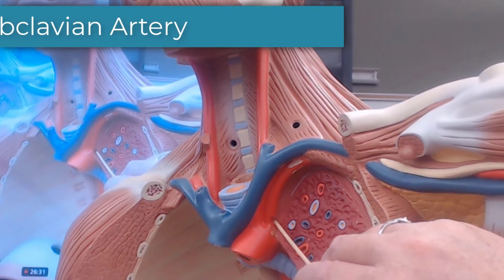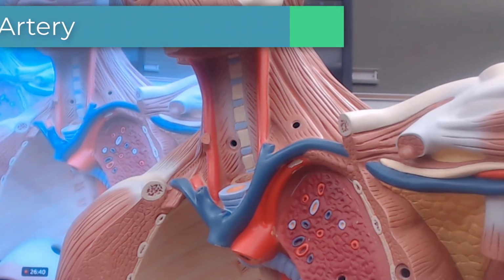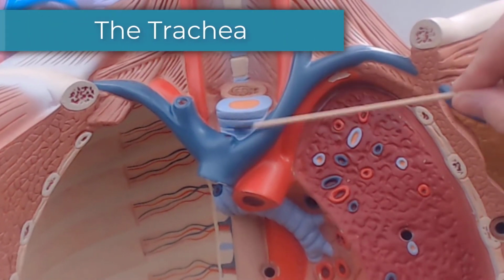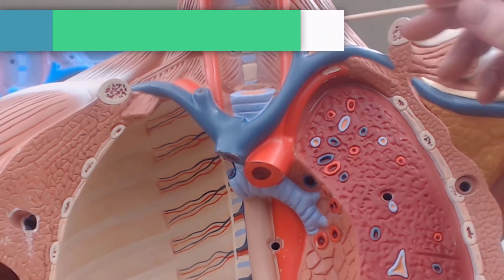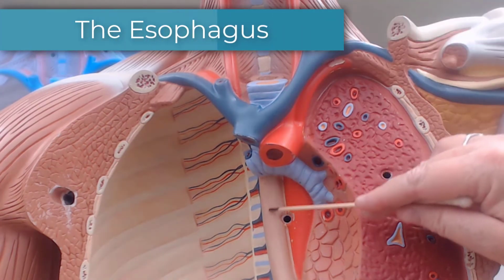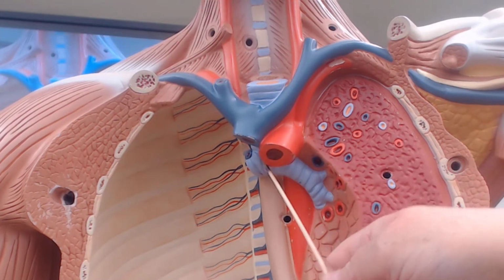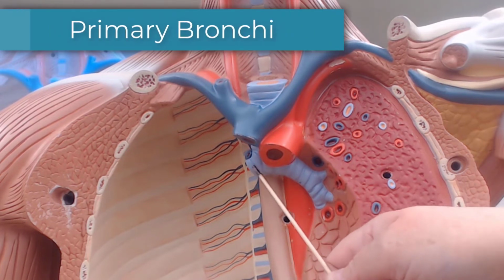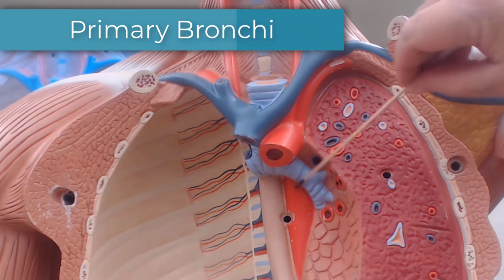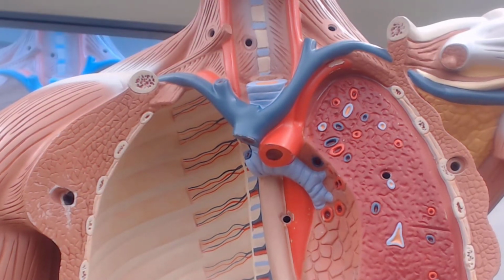And the third branch is going to be the left subclavian artery. So this is the trachea. Behind the trachea, you have the esophagus. So here's more of the esophagus. At this point here, the trachea splits into the right and left primary bronchi. Bronchus would be singular, bronchi would be plural. So the right and left primary bronchi.